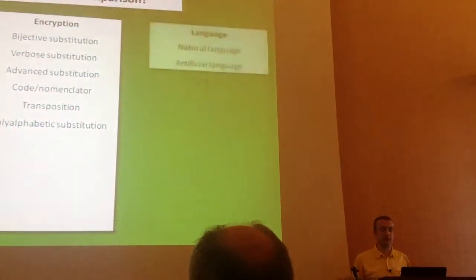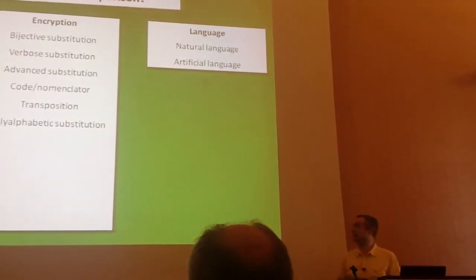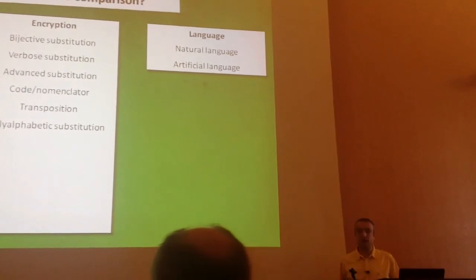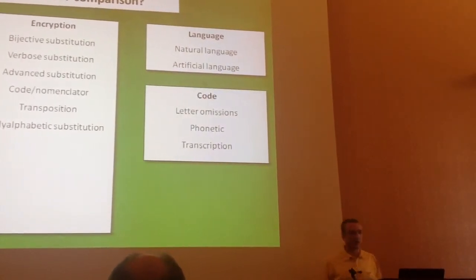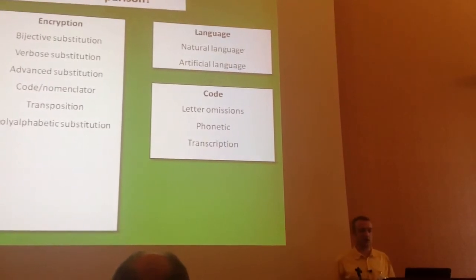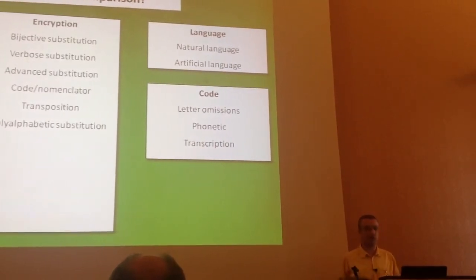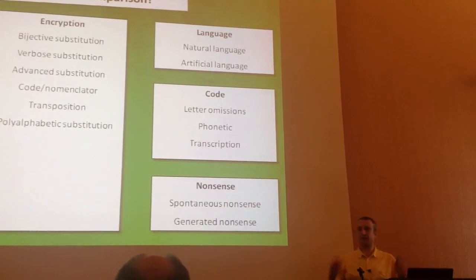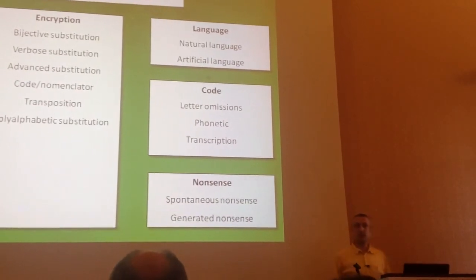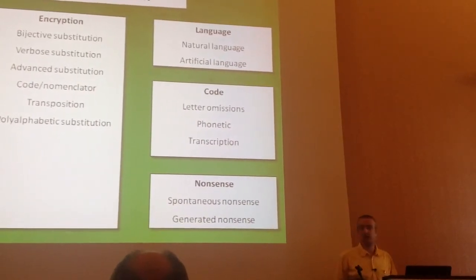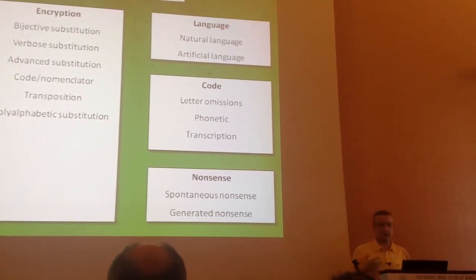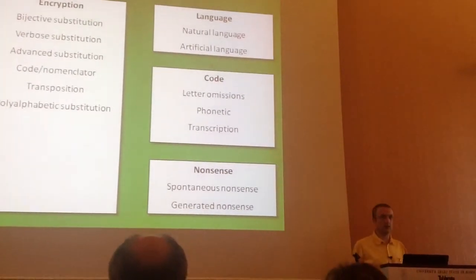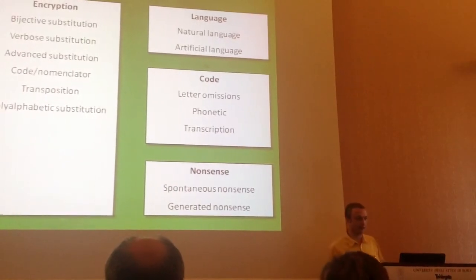Because there are other possibilities. Maybe it isn't an encryption at all. Maybe it is natural language, or maybe it is artificial language. Maybe it's a code based on letter omissions, or a phonetic code, or a transcription of something. Or maybe it's nothing at all, simply nonsense. There's at least a lot we need for comparison, and this makes all these examinations a little more complicated, of course.